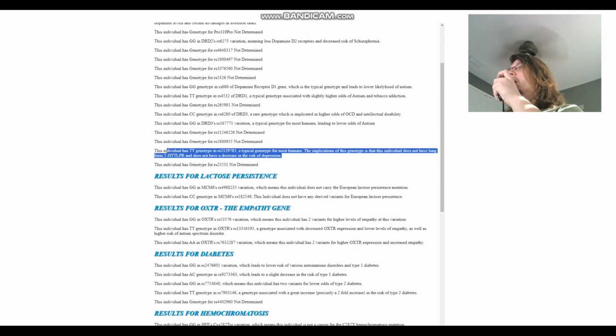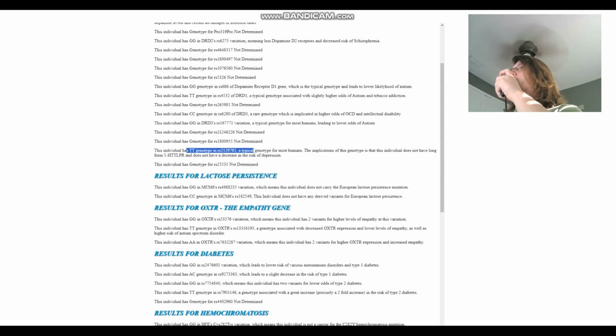TT here, which is a typical genotype for most humans and leads to short form 5-HTTLPR. Short form 5-HTTLPR is a typical phenotype for pretty much everybody watching my video. Most of you have TT here, most of you have short form 5-HTTLPR, which leads to a slightly increased risk of depression and trouble with transporting serotonin. So it's actually rare to have long form 5-HTTLPR. It's actually rare to have the genotype that protects you against depression. And little fun fact about me is I have the protective genotype, so I have a much lower risk of depression based on my genotype here. But most of you are gonna have TT, just like this orangutan. Most of you are gonna have TT here.